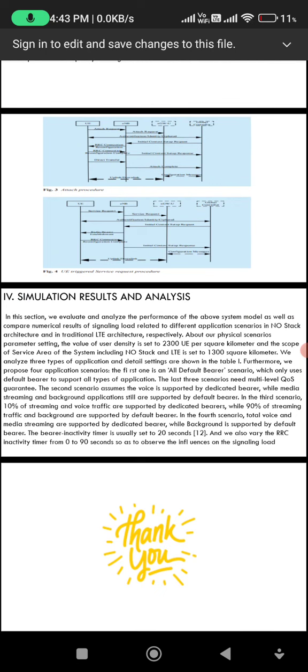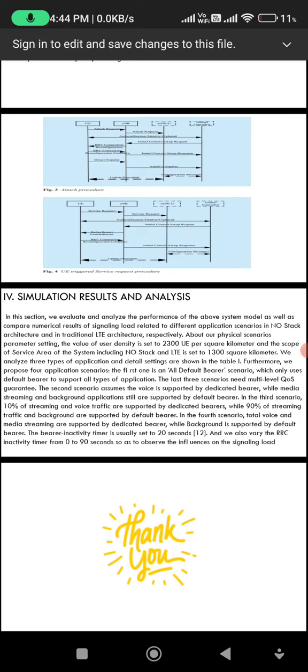Simulation results and analysis. In this section, we evaluate and analyze the performance of the above system model, as well as compare the numerical results of signaling load related to different application scenarios in the NO stack architecture and in the traditional LTE architecture respectively. About our physical scenario parameters, the UE density is set to 2300 UE per square kilometer and the service area of the system, including NO stack and LTE, is set to 1300 square kilometers.